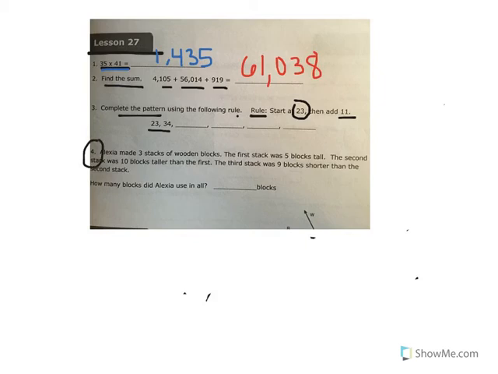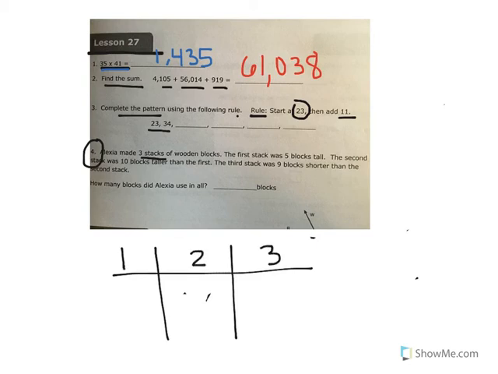Alright, and last one, number 4. Alexa made 3 stacks of wooden blocks. I'm going to set myself up for success here and make a table. First stack, second stack, third stack. The first stack was 5 blocks tall. So in her first stack, it was 5. The second stack was 10 blocks taller than the first. So 10 blocks taller than the first means more than the first.